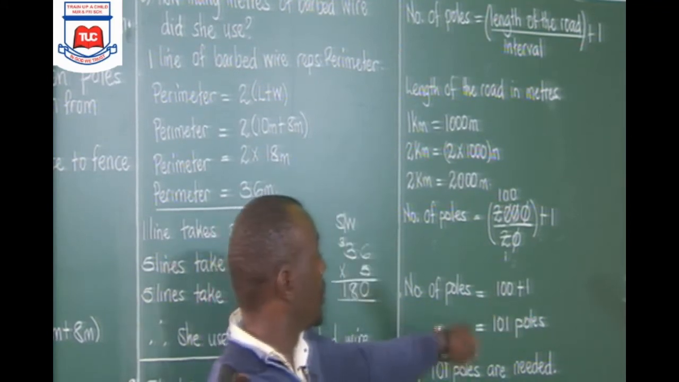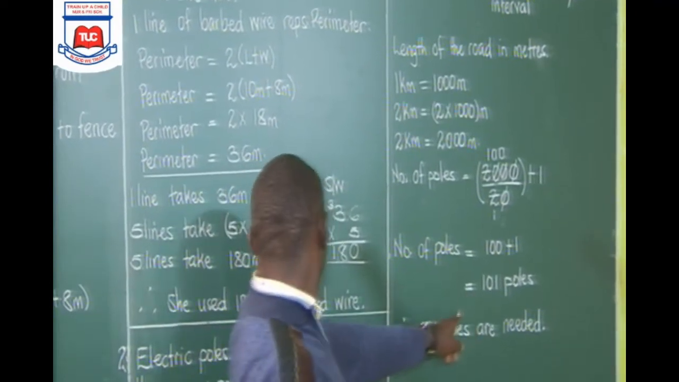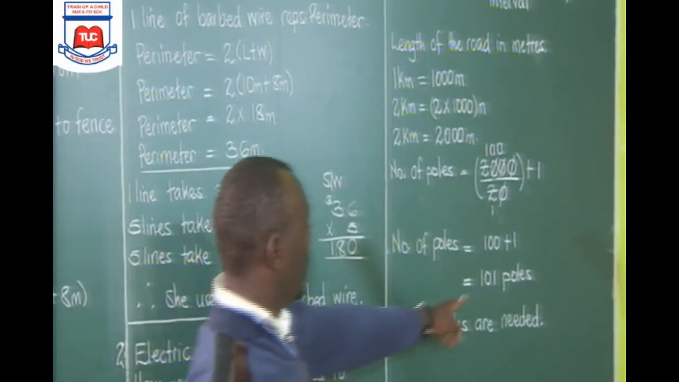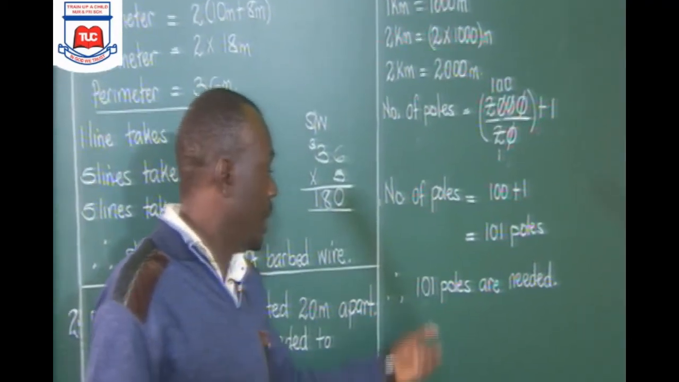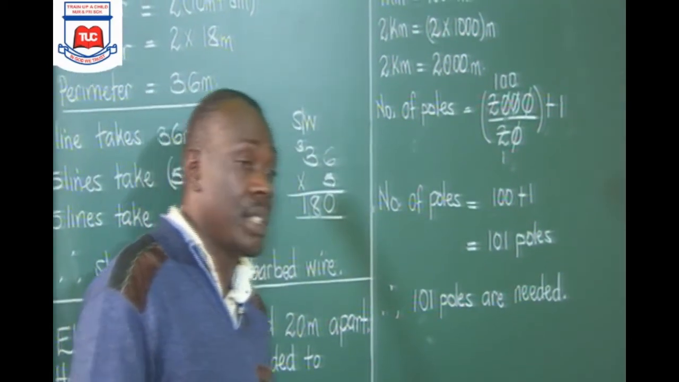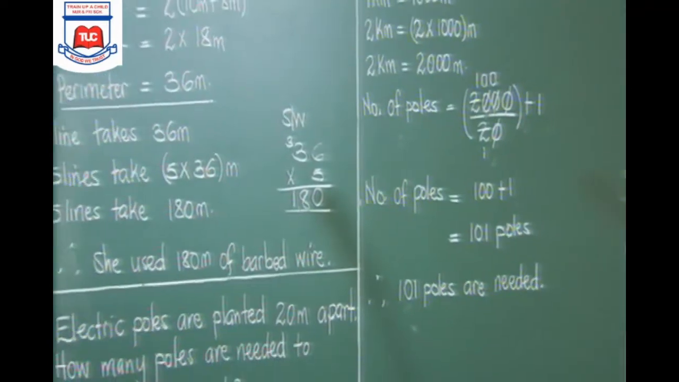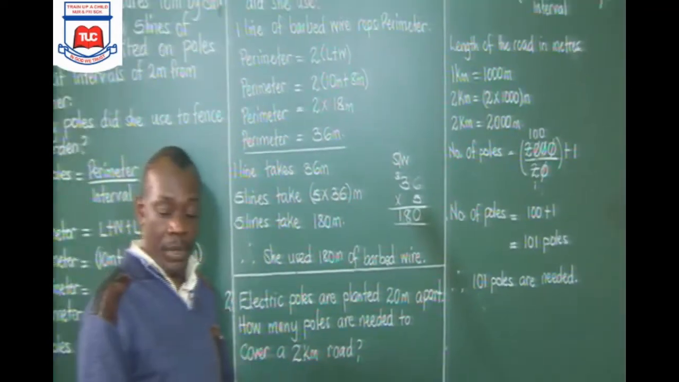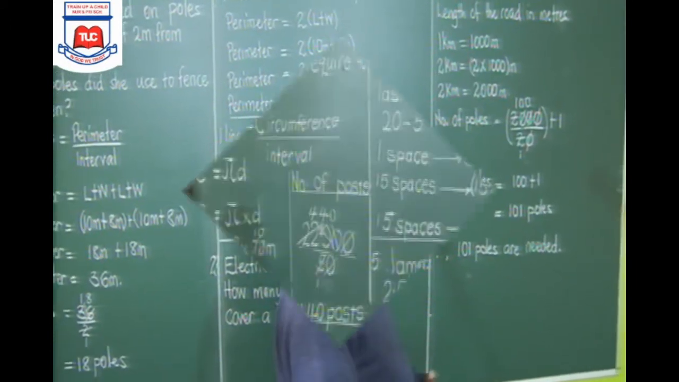Therefore, the poles we need, that's the electric poles, we need actually 101 poles. So this person planted 101 poles to have the whole 2-kilometer road covered with electric poles. Then we shall proceed to number 3.